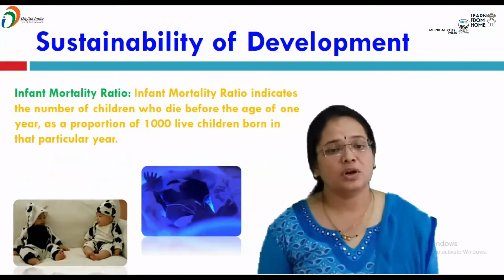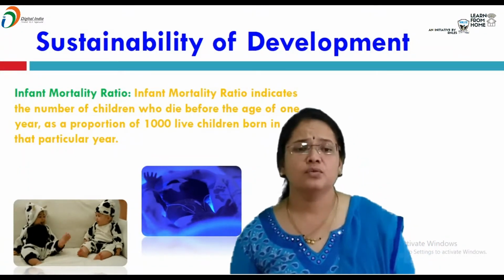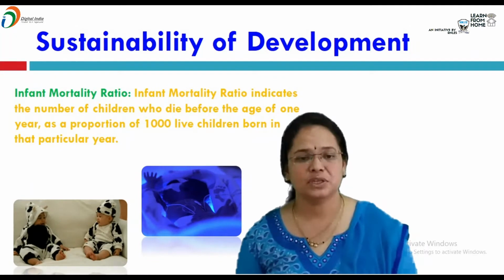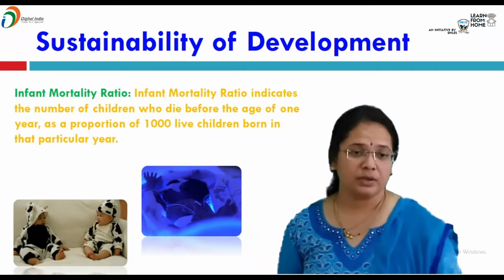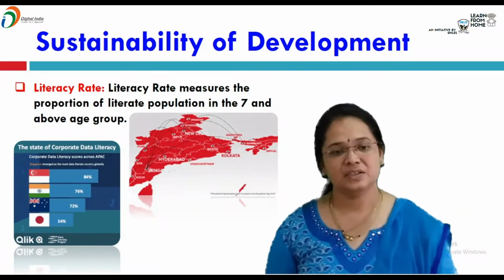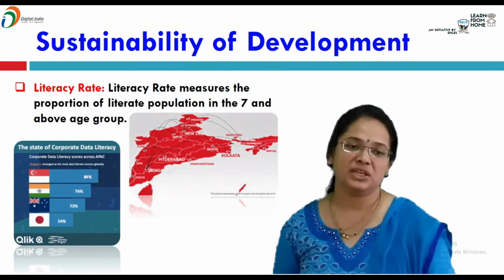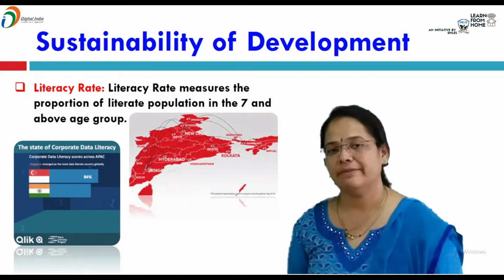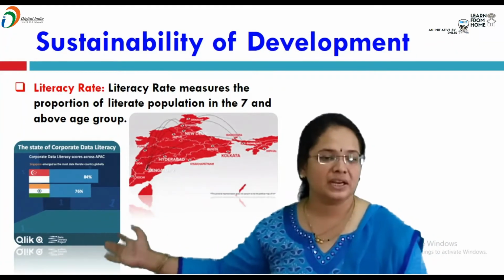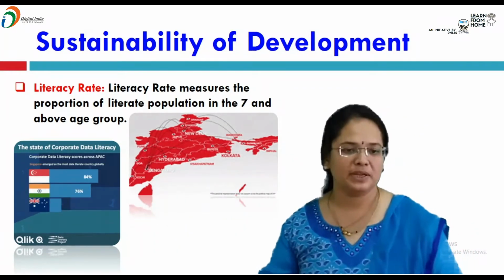Third one, infant mortality rate. The infant mortality rate indicates the number of children who die before completing 1 year, among 1000 live births in a particular year. In the case of the literacy rate also, once more, we are trying to measure the proportion of the literate population aged 7 years or above. Now here you can see a comparison of different countries and their literacy rates. Okay, so India has a literacy rate of around 76% compared to the remaining countries.